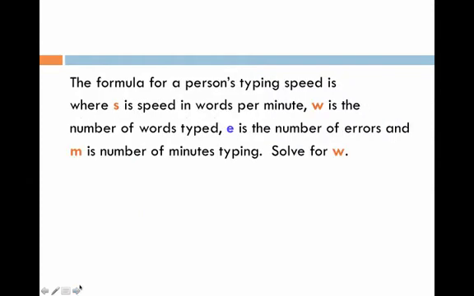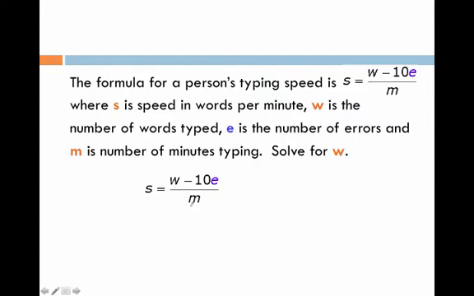Okay, so let's try this again. The formula for a person's typing speed is S equals (W minus 10E) divided by M. So S is the speed in words per minute, W is the number of words typed, E is the number of errors, and M is the number of minutes typing. And we want to solve for W. So we've got this W up there, and we want to get all this other stuff on the other side so we can solve for W.